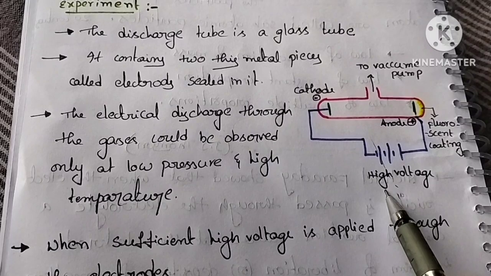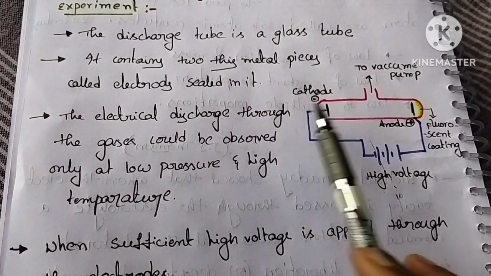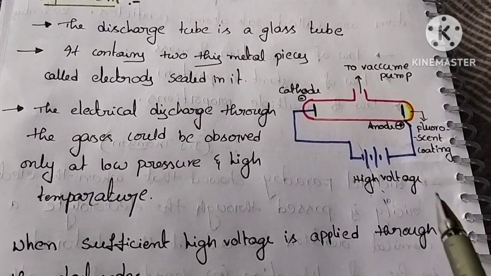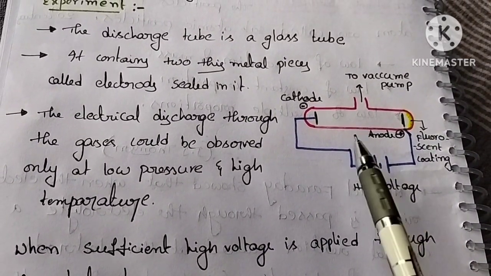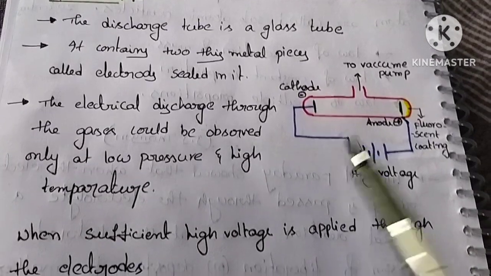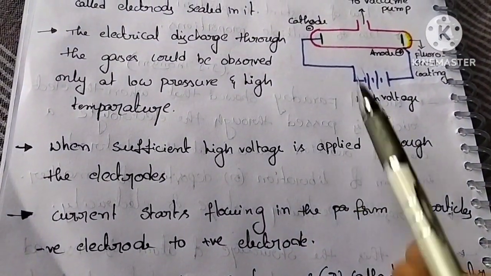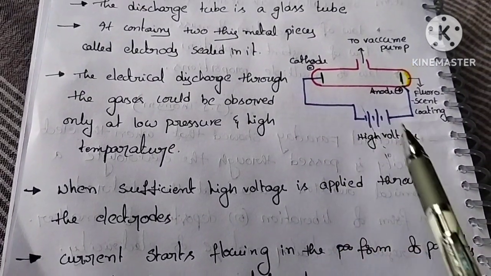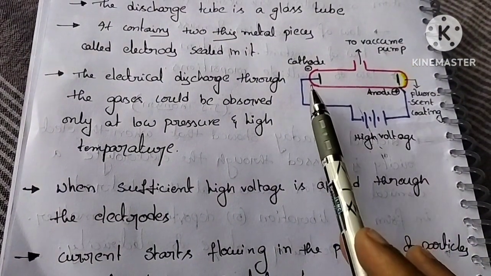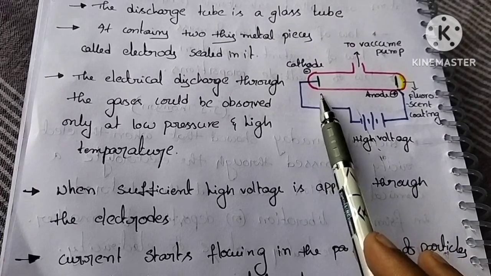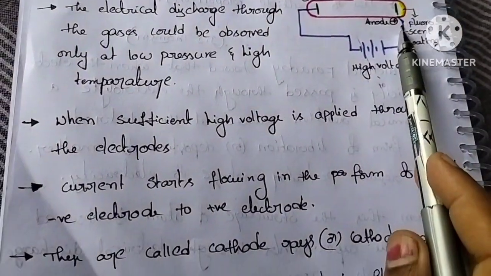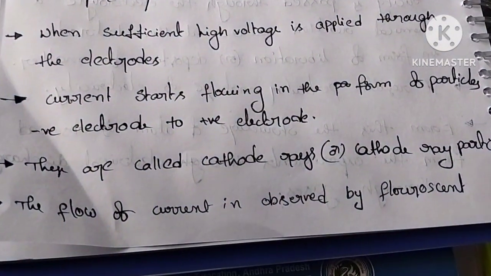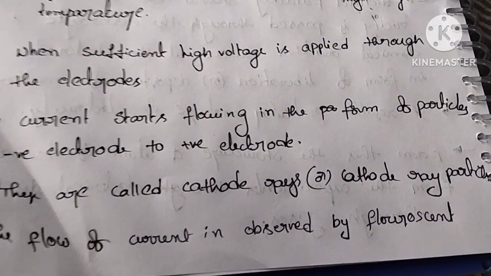When a high voltage is applied through the electrodes, high voltage means nearly 10,000 volts applied in this tube, current starts flowing from cathode to anode. So these are called cathode ray particles. The flow of current is observed by fluorescence.